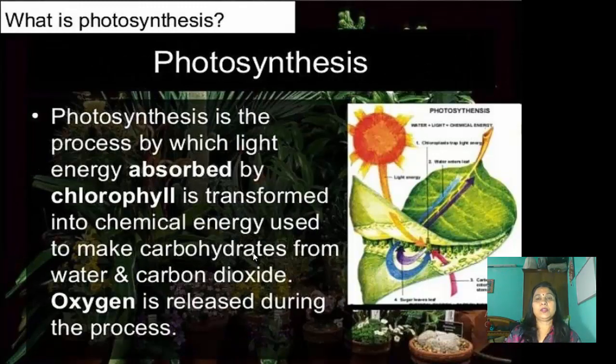What is photosynthesis? As you can see, photosynthesis is the process by which light energy absorbed by the chlorophyll is transformed into chemical energy used to make carbohydrates from water and carbon dioxide. Oxygen is released during this process.